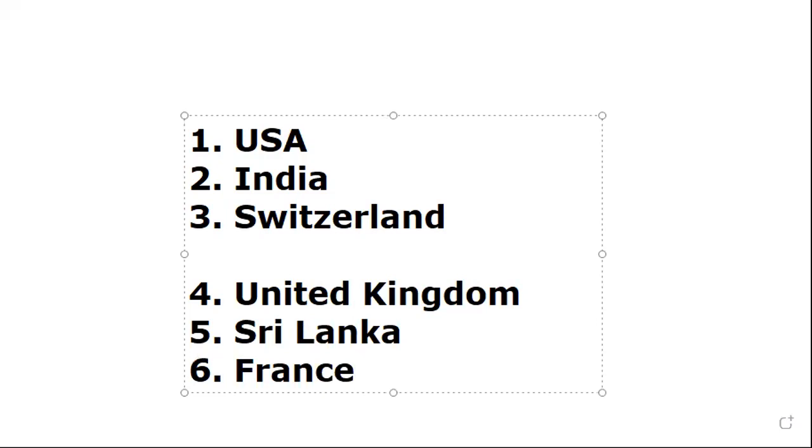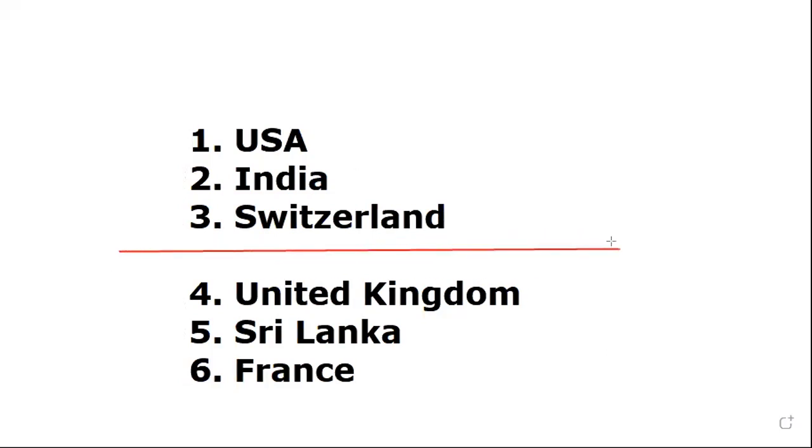You can see that I left a space between 3 and 4. Let's start with the small basics. Start with the basics, shall we? What is the line that I've drawn here? What differentiates these three countries from the three countries below? Anyone? What is the classification here? Unitary and federal? Yes, unitary and federal. That is the difference here.